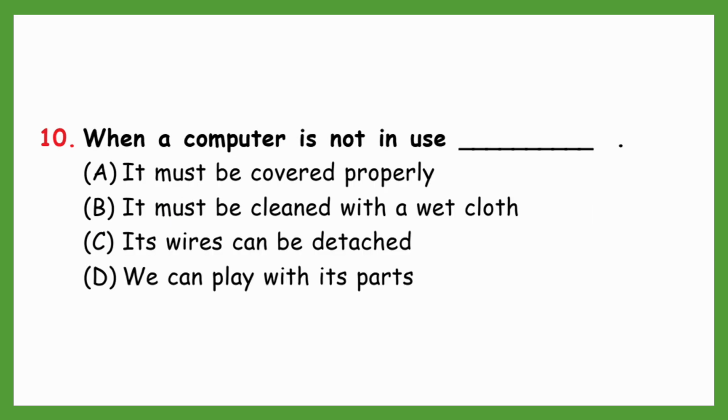Next one, when a computer is not in use. Option A, it must be covered properly. Option B, it must be cleaned with a wet cloth. Option C, its wires can be detached. Option D, we can play with its parts. Which is the correct answer? Option A, it must be covered properly. So, when a computer is not in use, it is covered to keep the dust away from it.